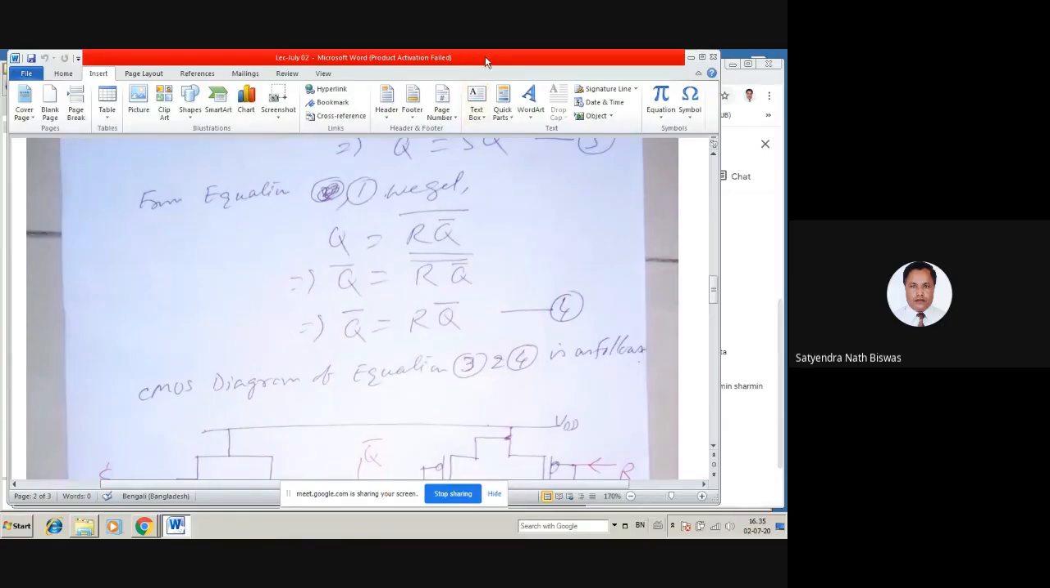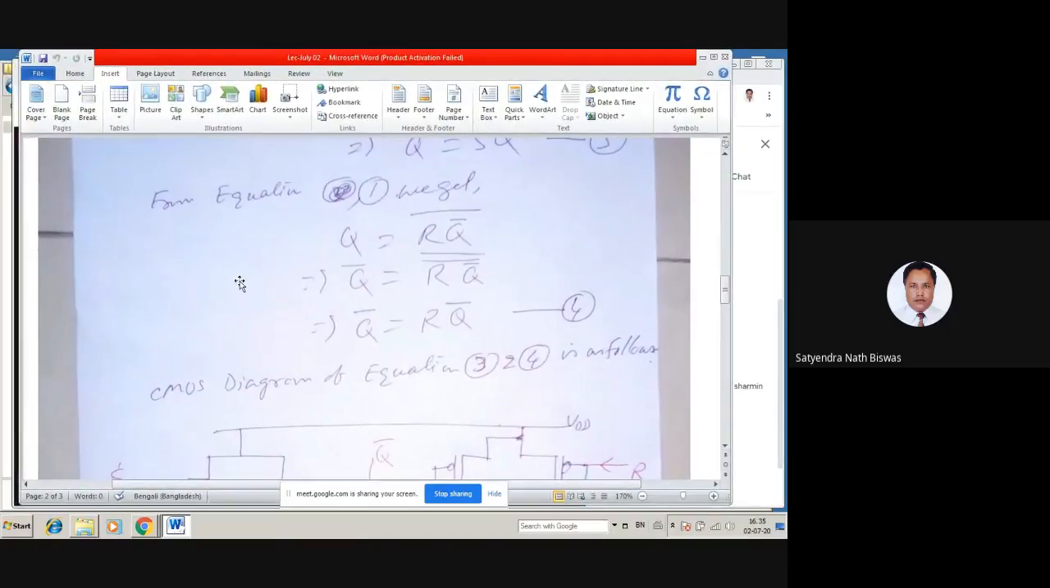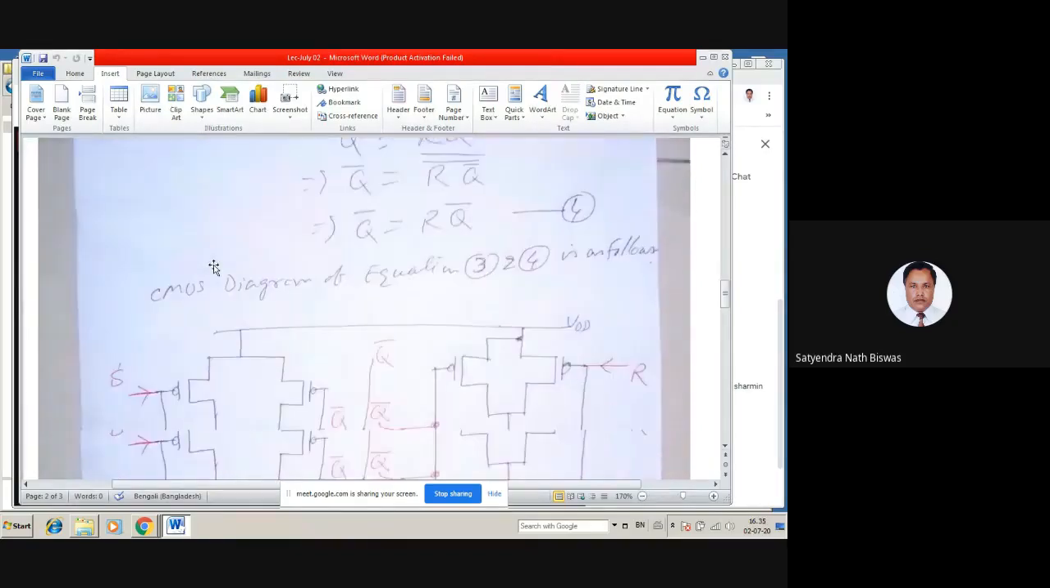So 1 will be turned into 0 or 0 can be turned into 1, right? So that's why we have to be careful. So the CMOS diagram is the best way to design, and most of the diagrams are designed by using a CMOS diagram in this way.